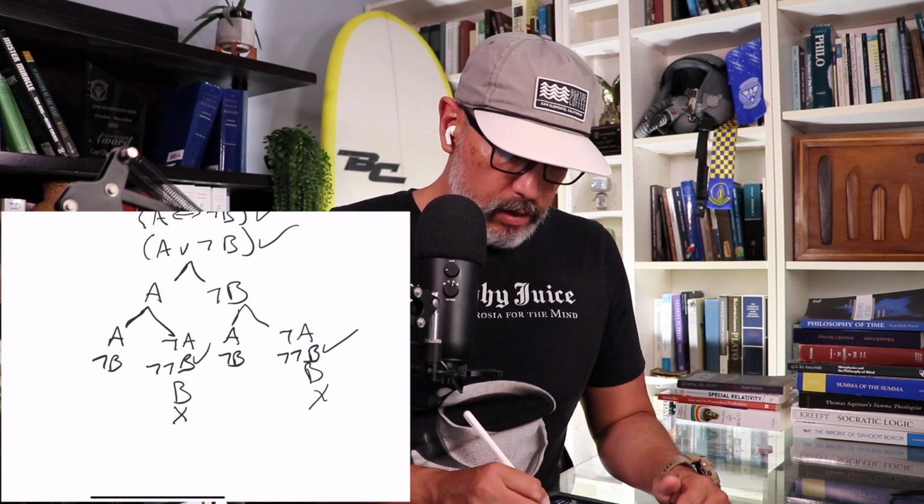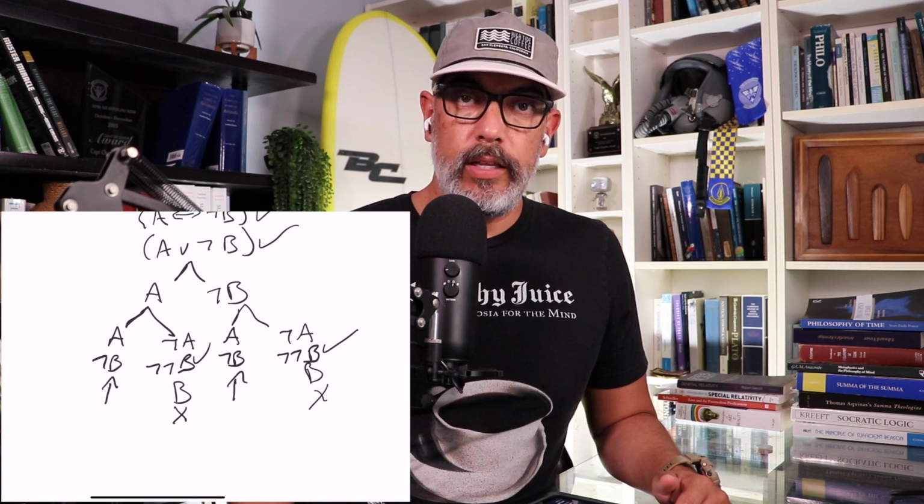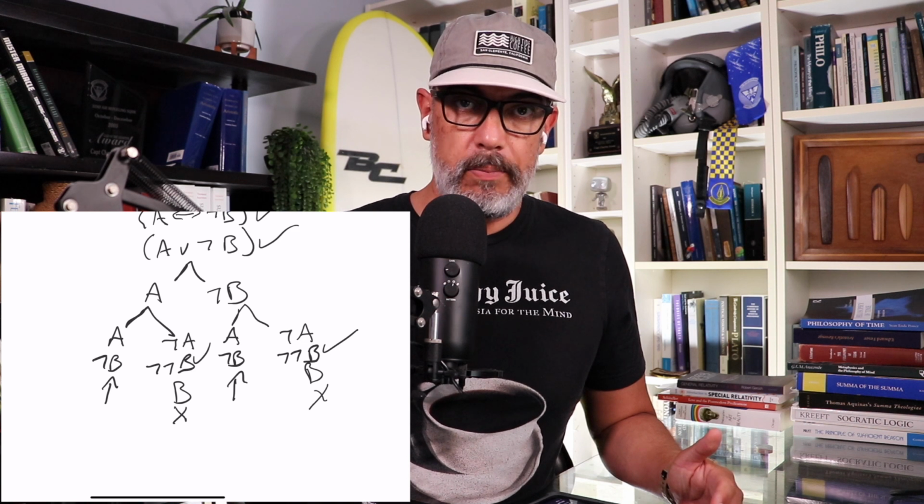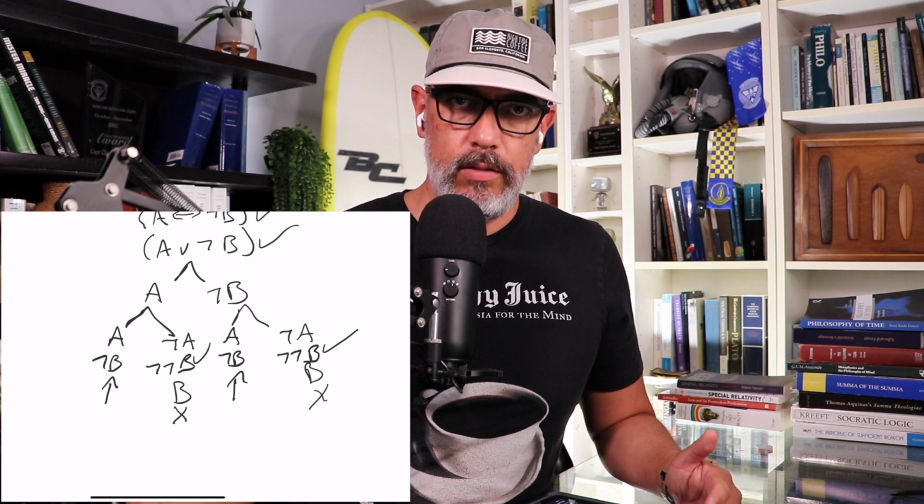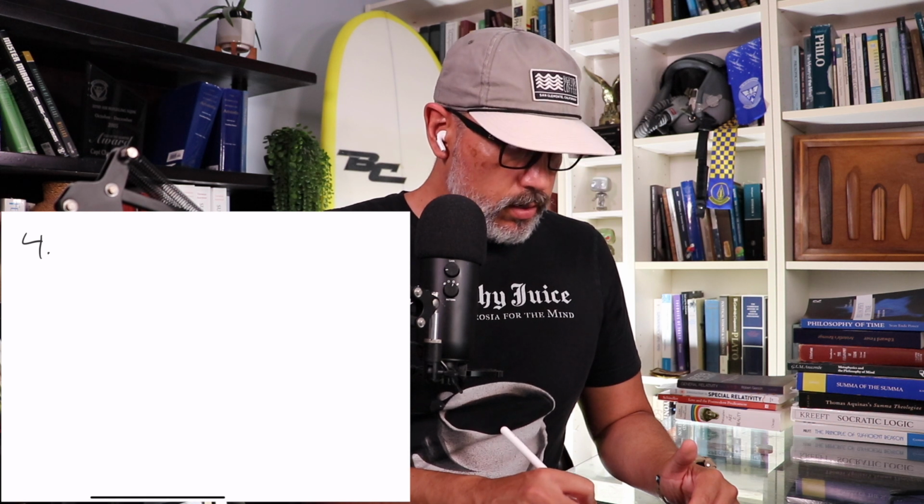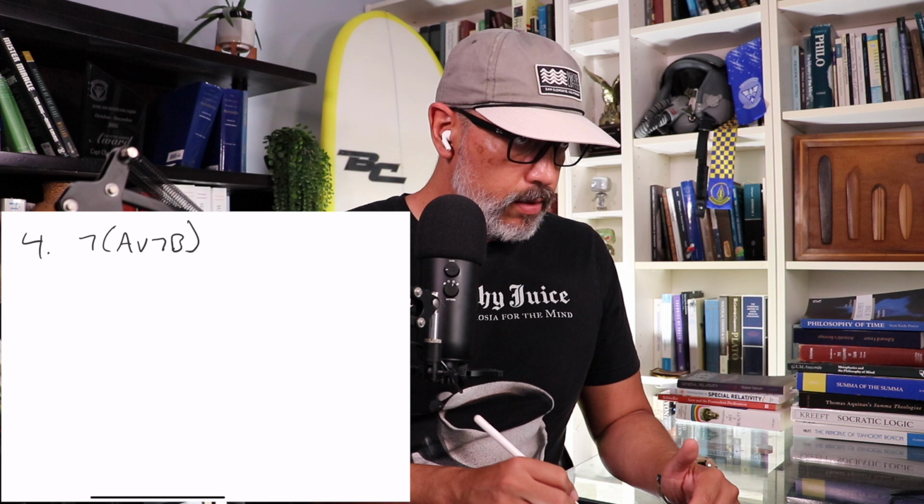But it looks like we have open branches here and here. So these are jointly satisfiable. The negation of our propositions are jointly satisfiable. That means we have contraries, not contradictories. Number 4, not A or not B.